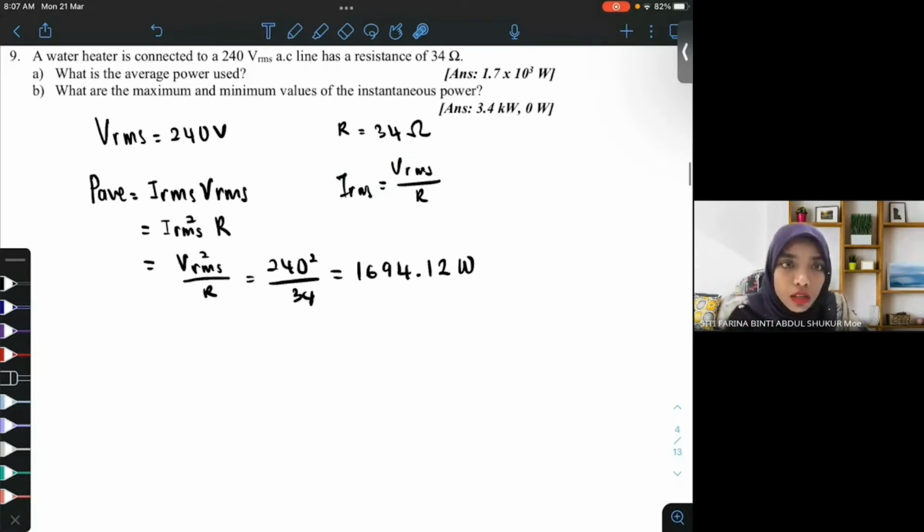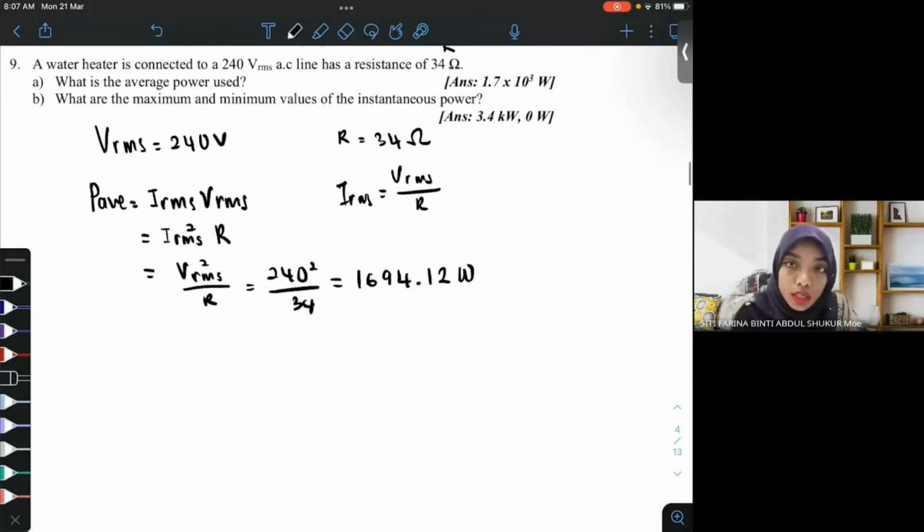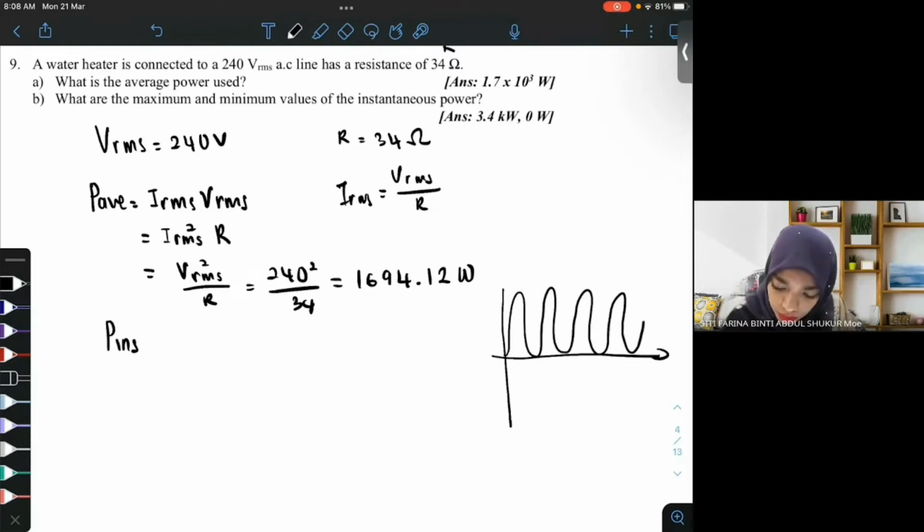Okay, excuse me, Dave, share this. Alright, and then the next question is: what are the maximum and minimum values of the instantaneous power? If you look at our circuit, we have only resistance. So this is a pure resistance case, and for pure resistance, the instantaneous power is the power at a particular instant. If you remember, we will have a graph shaped like this, because it is a sin squared theta graph. This is what we get for pure resistance.